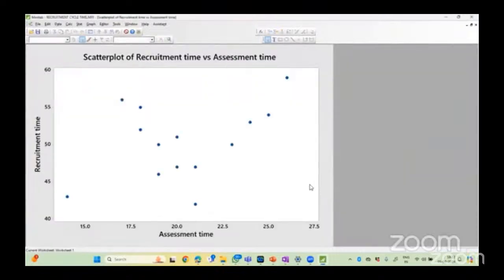Well, there is no relation, all scattered here and there. So if I work on assessment time, it is not going to really impact my recruitment time, because even when my assessment time is less, around 17 days, my recruitment time is still high. Even if it's 25 days, still it is high. Even if it's 20 days, sometimes it's low, sometimes high. There's no relation. So assessment time is not the root cause.